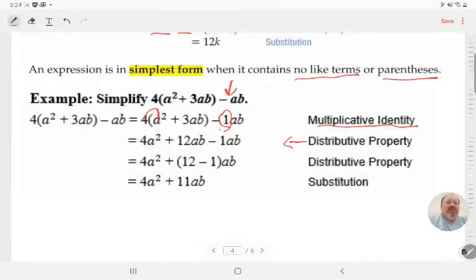It would be 4 times a squared and then 4 times 3ab, which would give me 4a squared plus 12ab minus the 1ab. Then I could do the distribution property again, and that is where I can pull out the 12 and the negative 1 based upon them being like terms. They have the same variable with the same exponents. And then I can simply do substitution. 12 minus 1 is 11, so my final answer is 4a squared plus 11ab. Okay? And that's all there is to it.